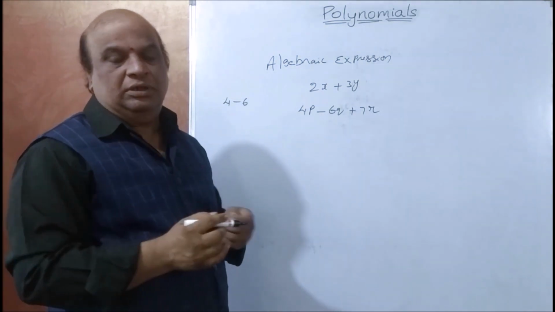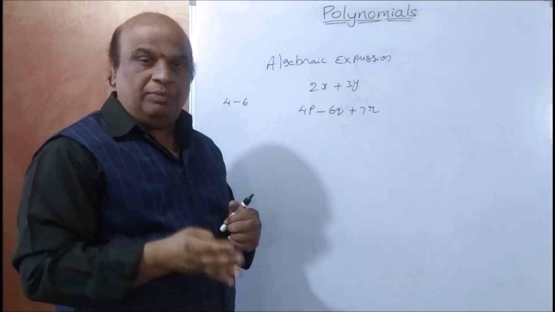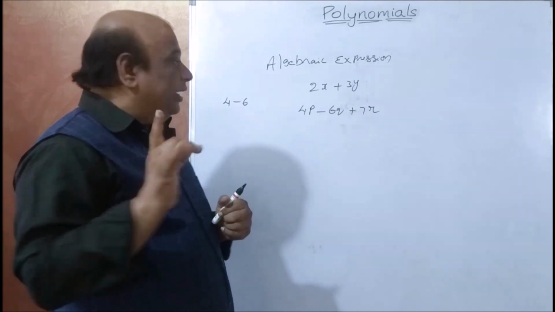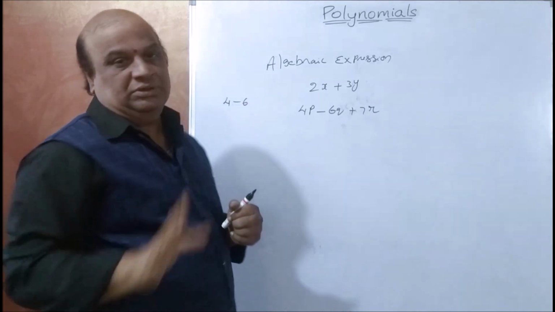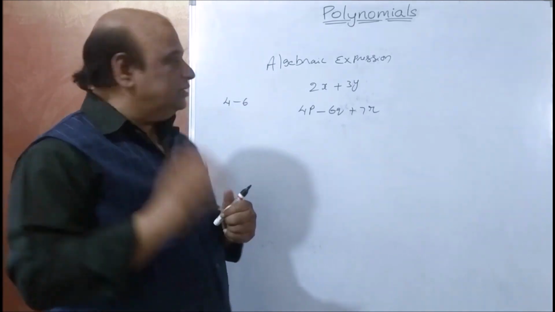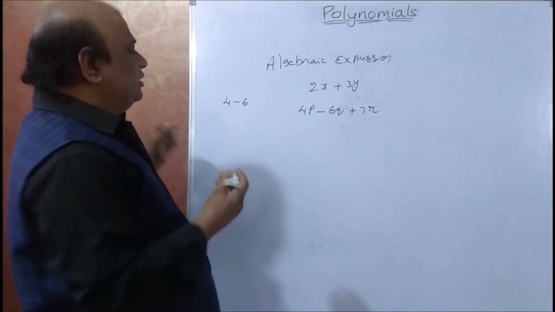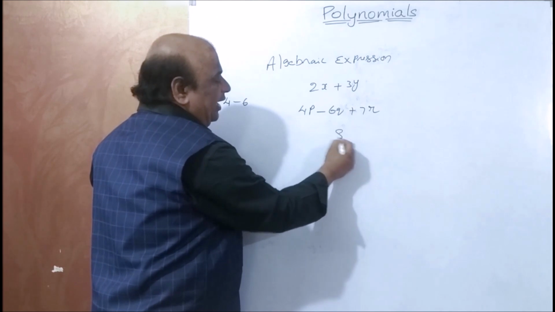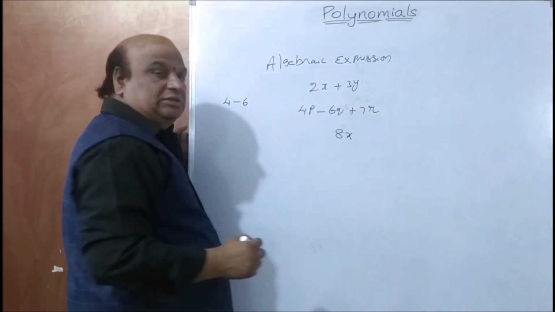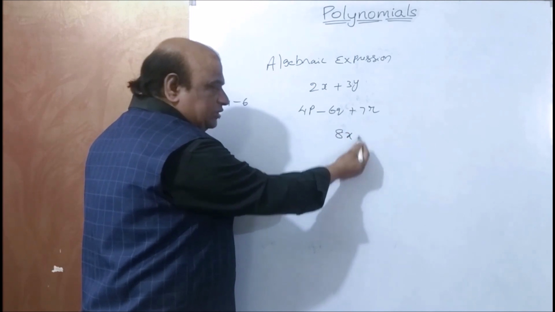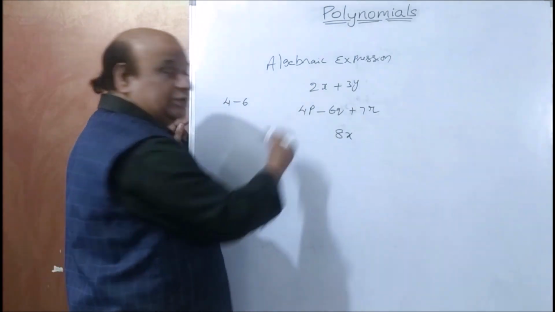So remember these terms: what is variable, what is constant, what is algebraic term, next what is algebraic expression. In these algebraic expressions, if you observe this 8x, here actually it is an algebraic term. Is it an algebraic expression?